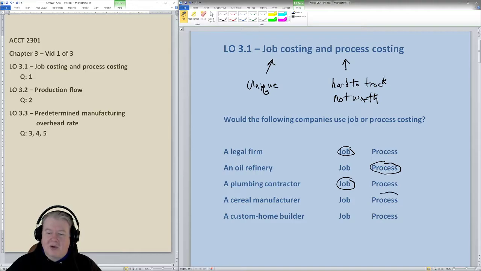A cereal manufacturer, well, this is sort of like the paperclip example. Sure, there are individual Fruit Loops or individual flakes of cereal, but they're either too small, too hard, or not really worth tracking by individual unit. So you may say, this batch of cereal or this box of cereal. Custom home builder, sure. You have a house, you know who works on it, how long they work on it, how much material, how much lumber you brought there. So that would be a job costing prospect.